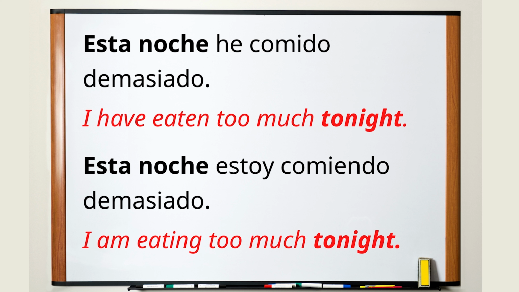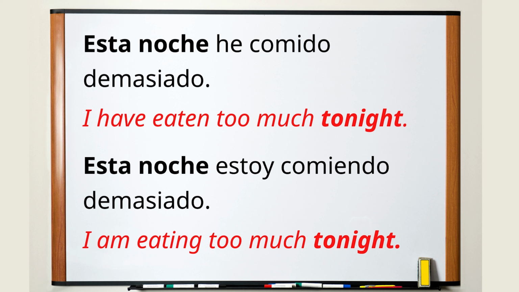So esta noche he comido demasiado. So I have eaten too much tonight. So esta noche is still the time marker, but because of the other words in the sentence, he comido, it is being used to refer to something that happened in the past of this same night, okay? Esta noche estoy comiendo demasiado. I am eating too much tonight. So you could see the difference just based on what we use after esta noche.